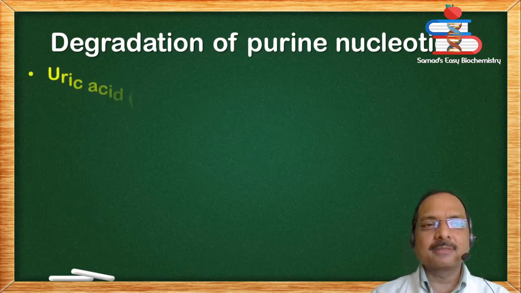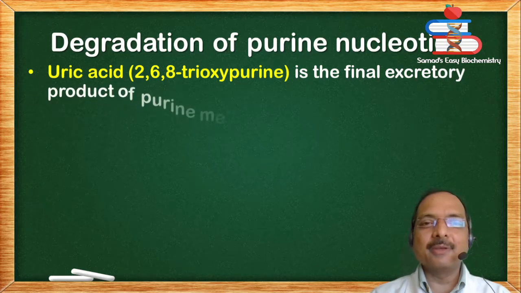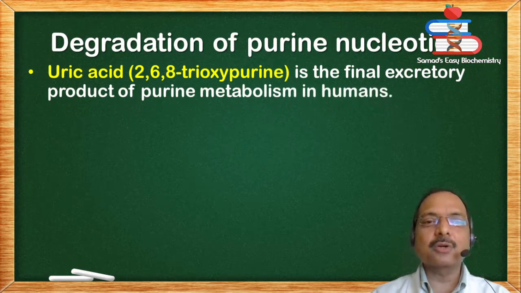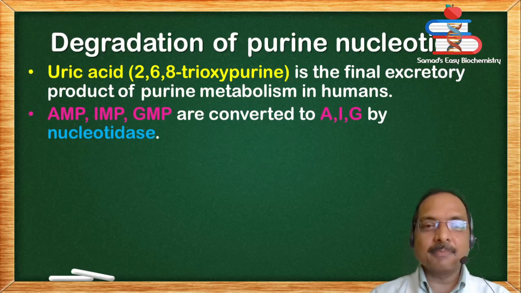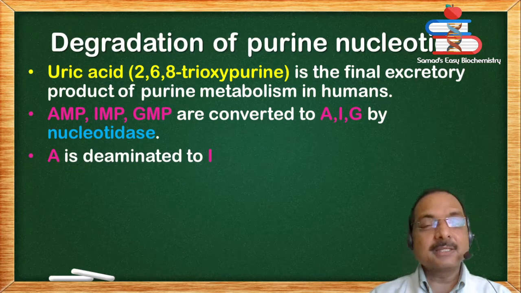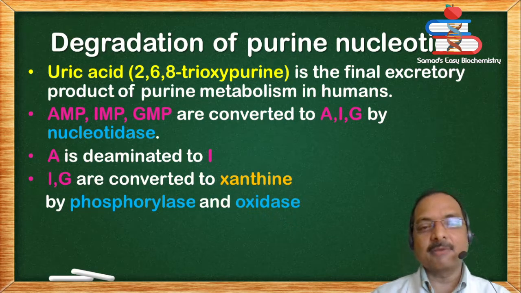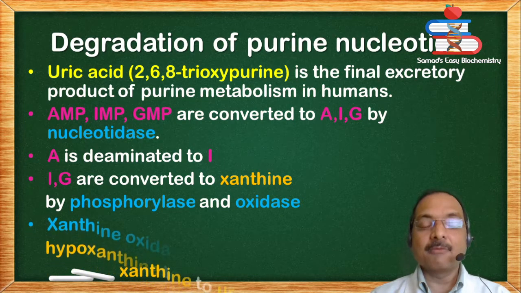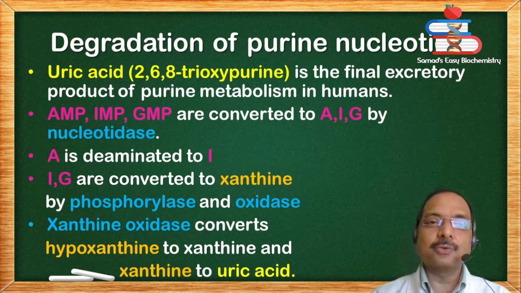Degradation of purine nucleotide. Uric acid, that is 2,6,8-trioxypurine, is the final excretory product of purine metabolism in humans. The nucleotides AMP, IMP and GMP are converted respectively to A, I, G, that is, nitrogen bases, by nucleotidase enzyme. Nitrogen base A is deaminated to I, and I and G are converted to xanthine by phosphorylase and oxidase. And finally, xanthine oxidase converts hypoxanthine to xanthine and xanthine to uric acid.